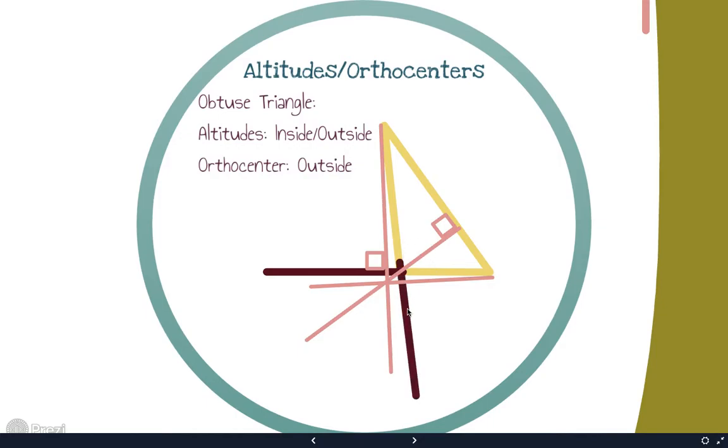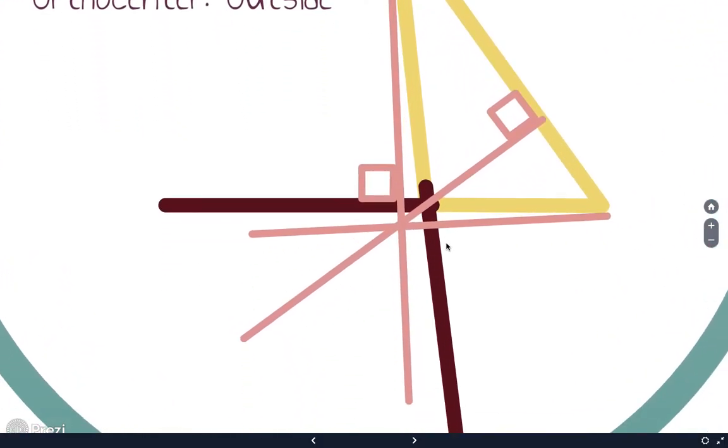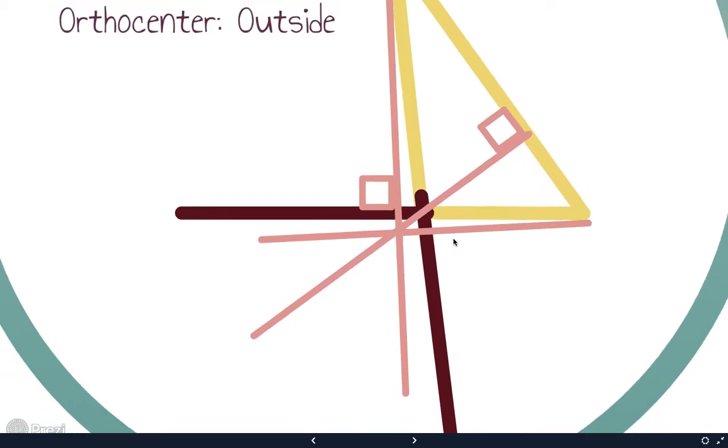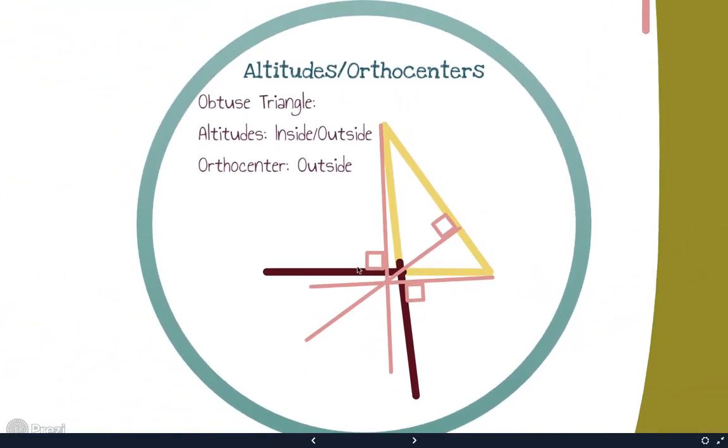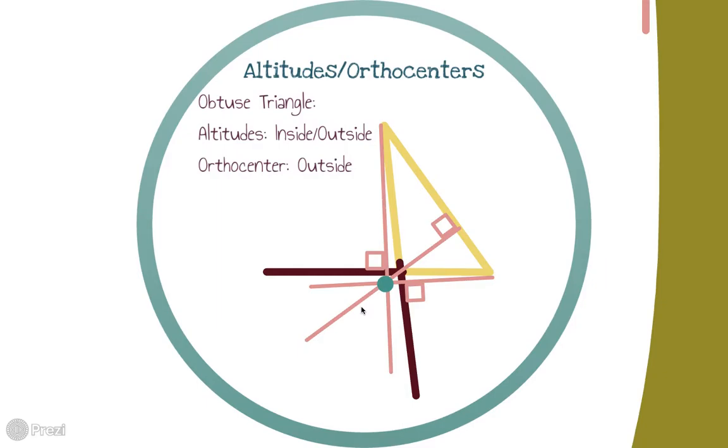And when I extend this side of the triangle, do you guys see it? Let's zoom in. Do you see how now it's more of a 90-degree angle? Look at that. So now I have 3 altitudes, but in order to do this, we had to extend the sides of the triangle, which means the orthocenter is going to be located outside the triangle.